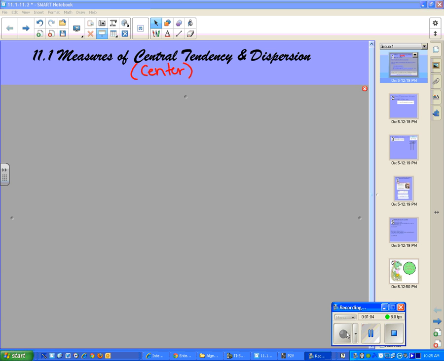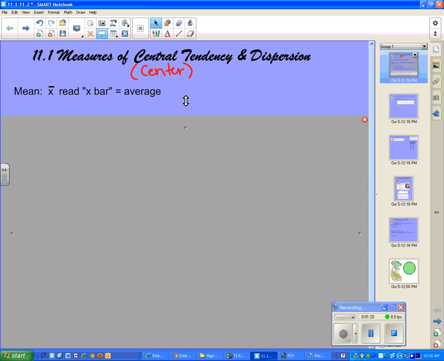Mean means what? Average, okay? Your 3 M's: mean, median, mode. Those are your 3 measures of center. What's another way to say mode? Most frequent.